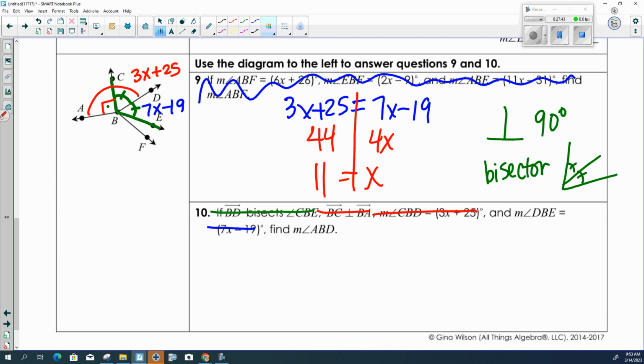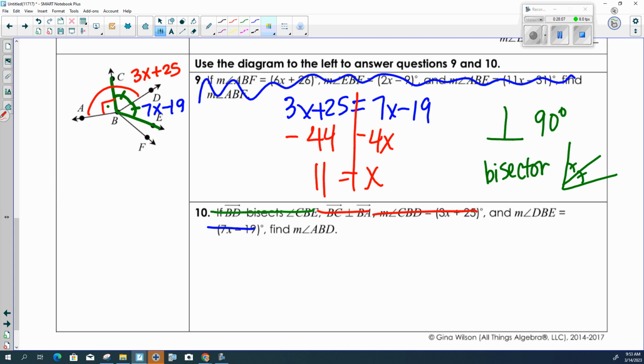And 11? I went very fast. Did anybody else get something besides 11? Did you set them equal? And you moved? Oh, it's negative 44. Uh-huh. So you would have ended up with that.